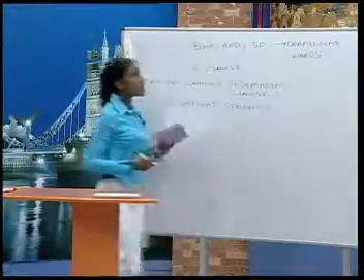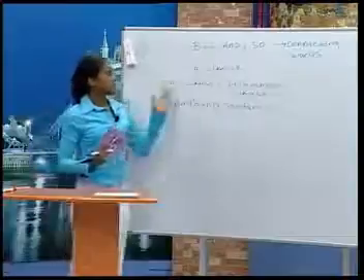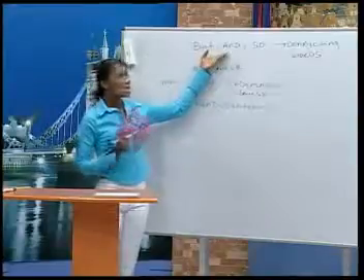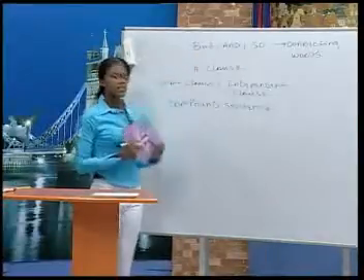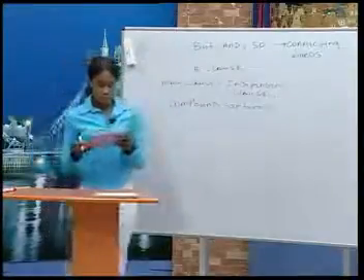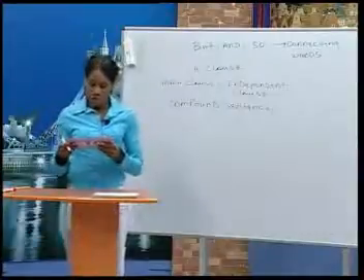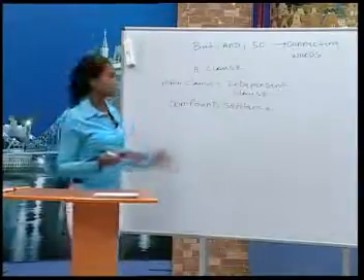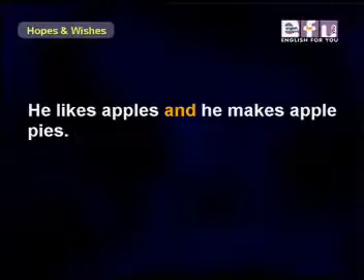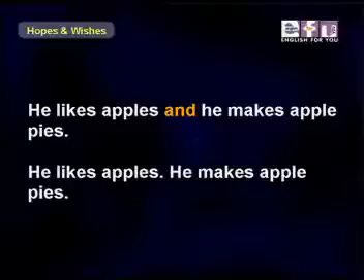A compound sentence is two main clauses joined together by a connecting word, like but, and, or so, and together the two sentences make one sentence. That's the compound sentence. Okay, you can break the sentence apart and have two complete sentences when you have a compound sentence. For example, he likes apples and he makes apple pies. So our two independent clauses are, he likes apples, he makes apple pies.